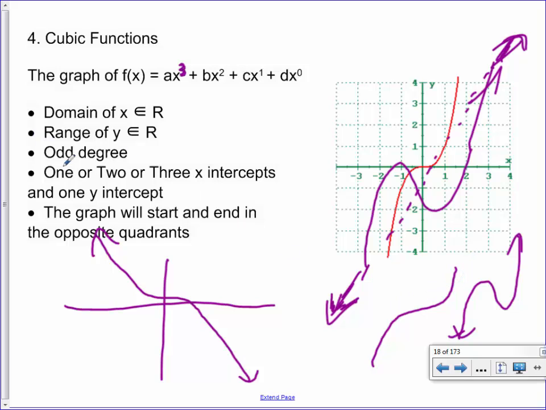And so one of the reasons why we call it an odd degree is it's very similar to the other odd degree graph we just did. Linears and cubics are very similar. Does that make sense? Okay, here's a couple possibilities. I guarantee you there's going to be one x-intercept, but there could be two or there could be three. We don't know how many there will be.